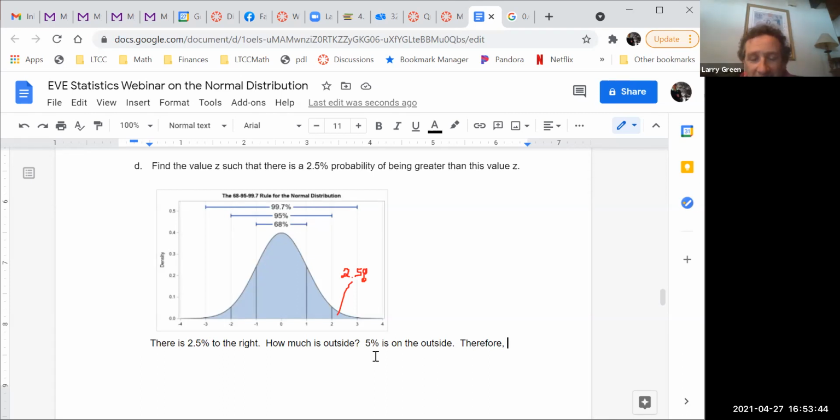If 5% is outside, how much is inside? It's not a trick question. Yeah, 95%. That's important. Where have we seen 95%? The hint is it's in the picture. So what do we know?